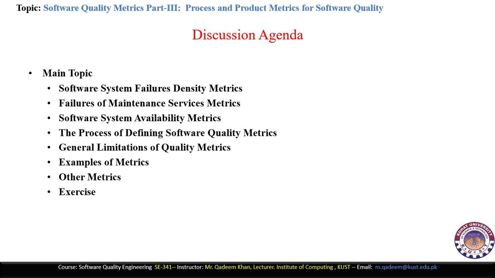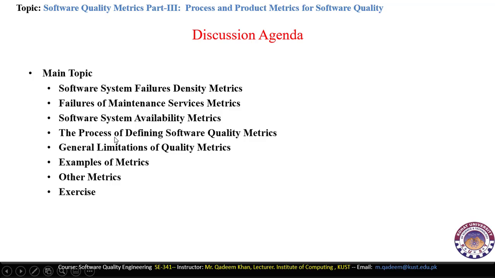This is the discussion agenda. It contains topics of software system failure density metrics. Then we have the failures of the maintenance service metrics. These metrics are in fact used for the identification of different errors during the software development, that is in the programming phase and during the maintenance phase. Then we have the software system availability metrics. This is also a metric in which, when we maintain the software, we measure the availability of the systems.